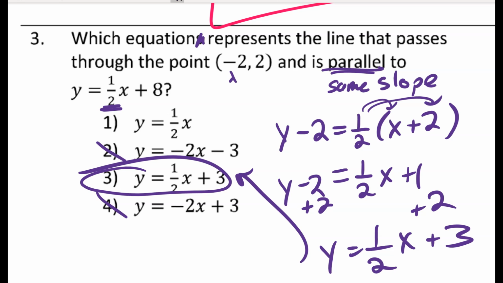Again, if you wanted to substitute this in for x and y to see which one it makes true, that's also a good idea once you've ruled out answer choice 2 and 4.